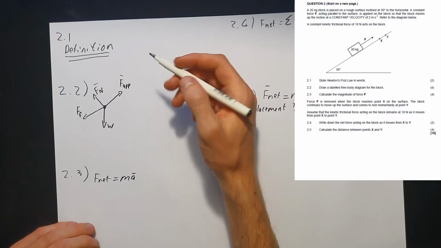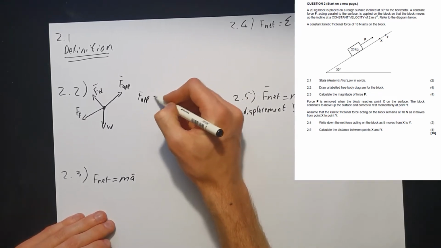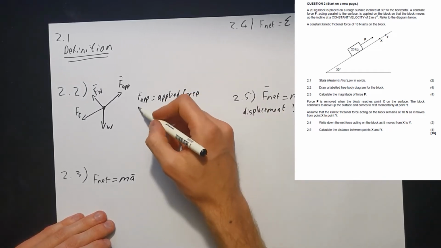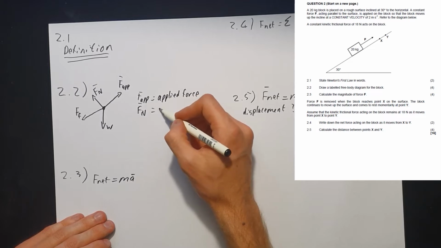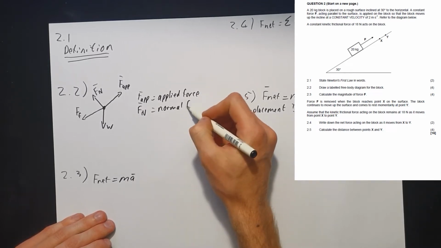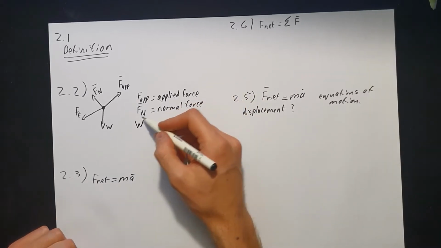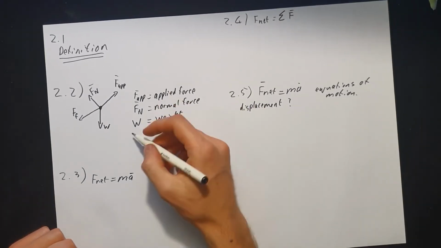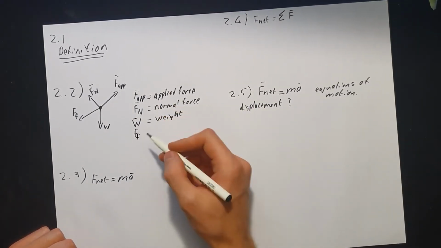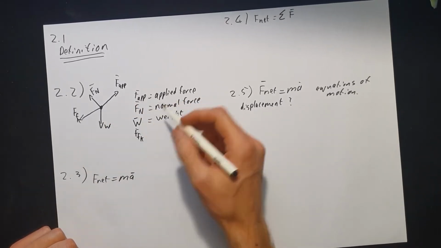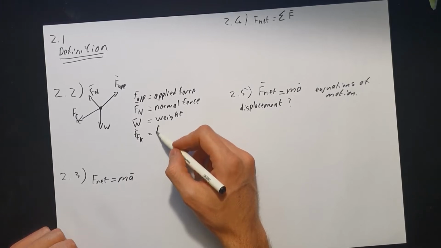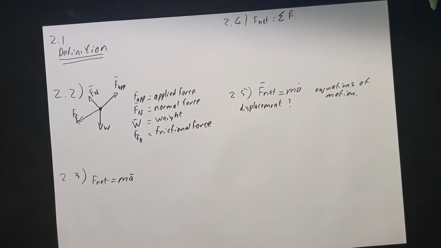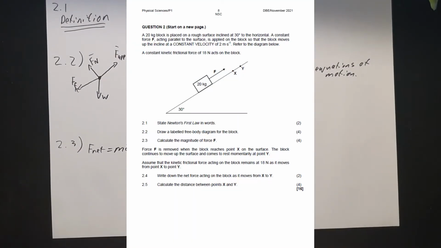Now all that's left is to draw your key. So F applied equals your applied force. Then Fn is your normal force. And then W is weight. Remember, weight is a force. And then F frictional, kinetic friction, as they've stated, is your frictional force. So a total of 4 forces. Alright, so now let's see.